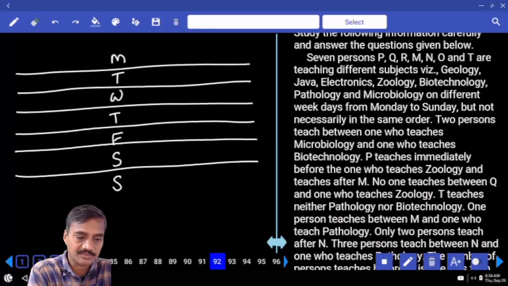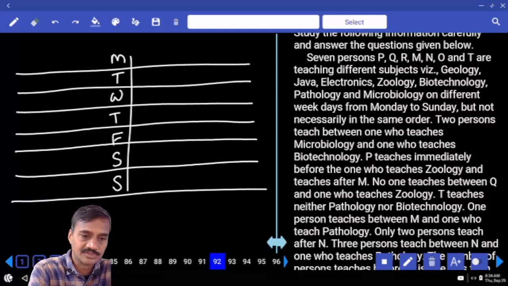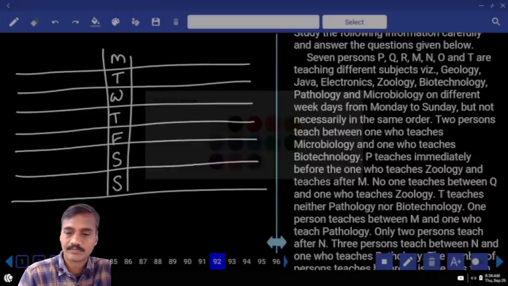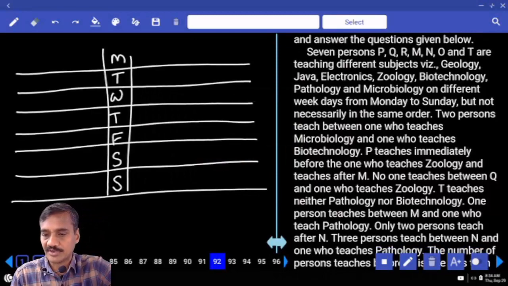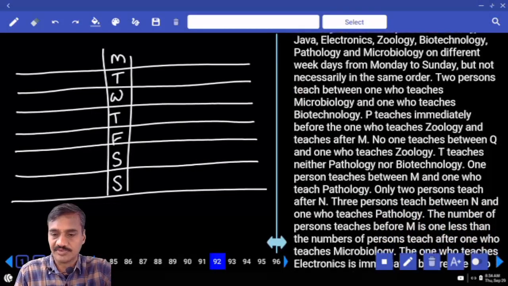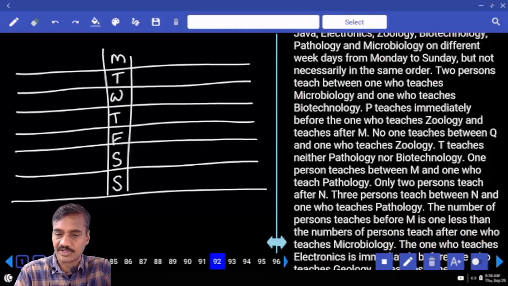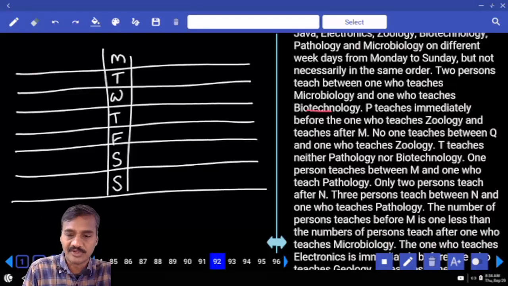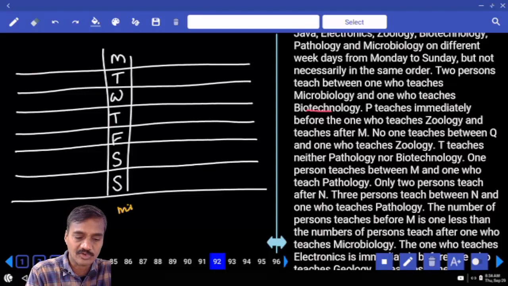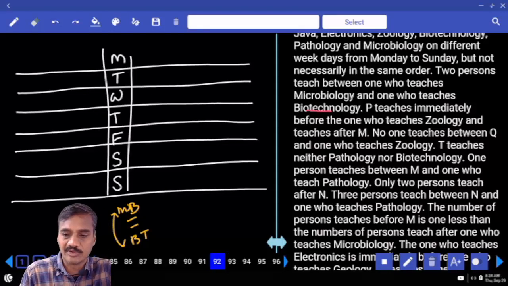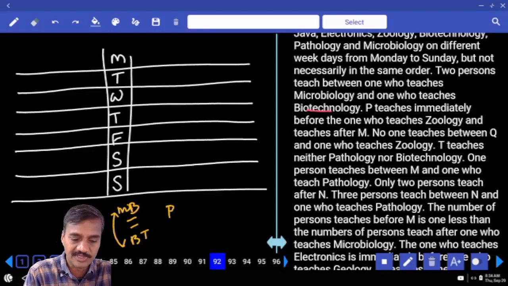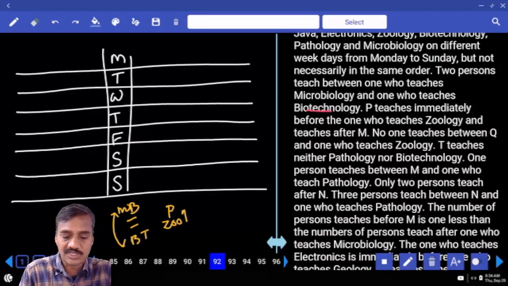Coming to condition number 1. According to this condition, on Sunday but not necessarily in the same, 2 persons teach between the one who teaches microbiology and the one who teaches biotechnology. Between microbiology and biotechnology there must be exactly 2 persons. P teaches immediately before the one who teaches zoology. P teaches after M.